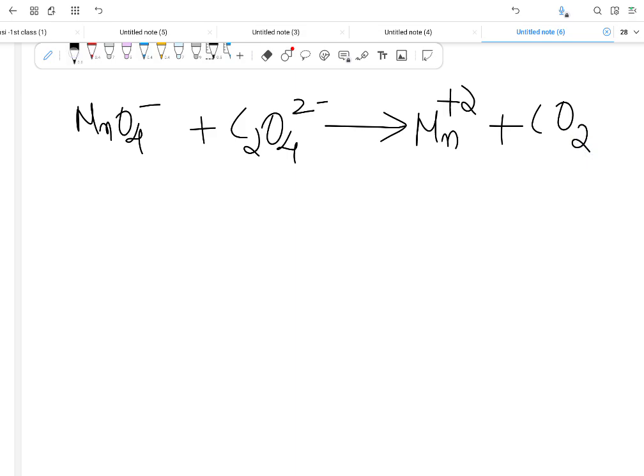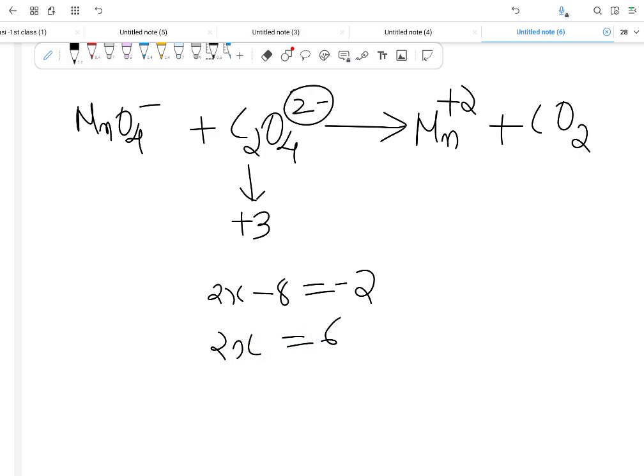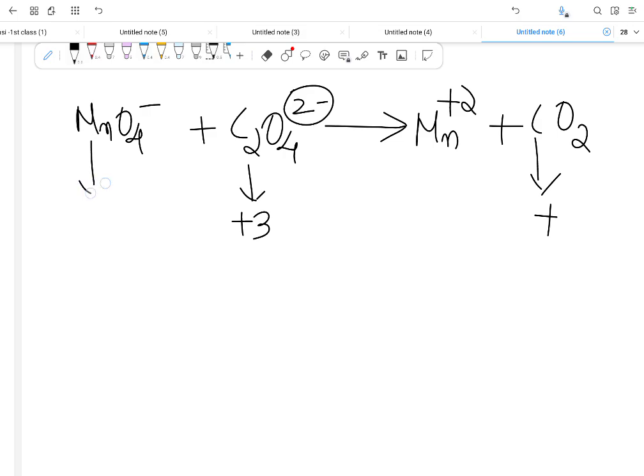Now in C2O4 2 minus, the oxidation state of carbon is plus 3. You can check it: 2x minus 8 is equal to minus 2, since the overall charge is minus 2 and oxygen has minus 2 per oxygen. So 2x equals 6, so x equals 3. So carbon in the oxalate ion is plus 3, whereas in CO2 it is plus 4. In MnO4 minus, Mn is plus 7, and here it is plus 2.